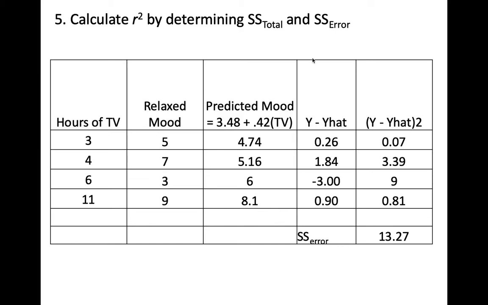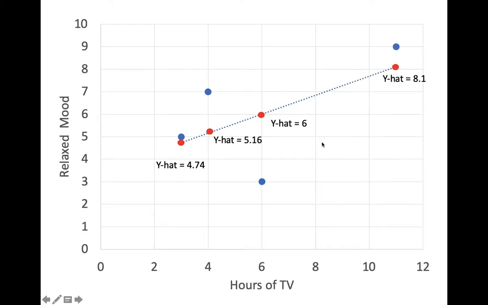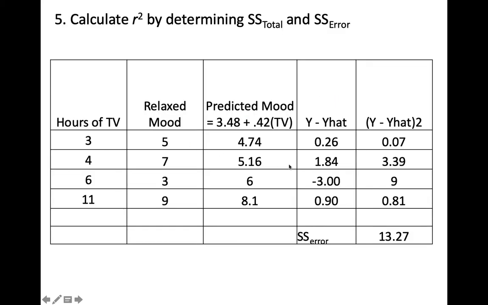So the way that we do that is we look at the difference between the actual mood that they reported and the predicted mood based on our regression model, and we calculate the difference. In this case, the person's actual relaxed mood was 5, our predicted mood was 4.74, so we've got a difference of 0.26. For that particular data point, our regression model does a good job. We were only off by 0.26.